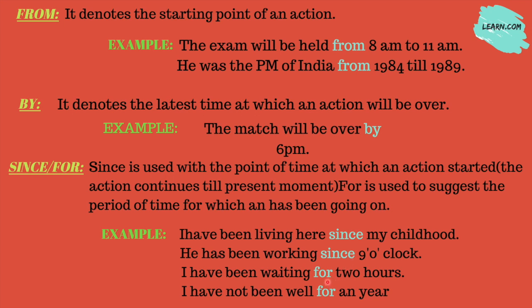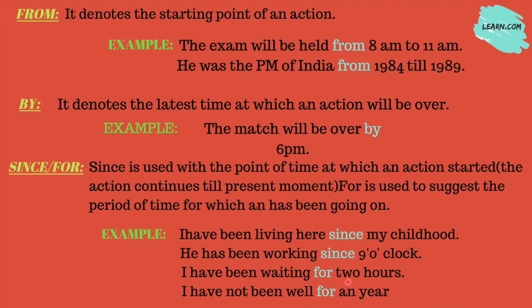Now let's understand how for is used. I have been waiting for 2 hours, or I have not been well for a year. So as I explained here, for is used to suggest the period of time for which an action has been going on. It means we are dealing with the duration here. See, I have been waiting for 2 hours. The duration of the time is 2 hours. I have not been well for a year. The duration of the action is 1 year.